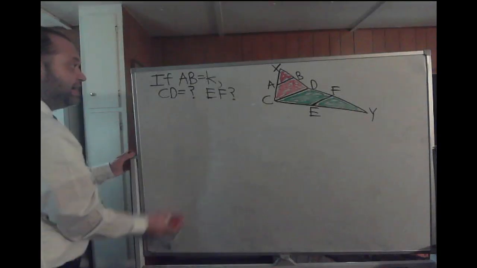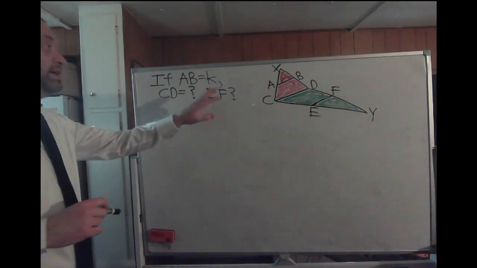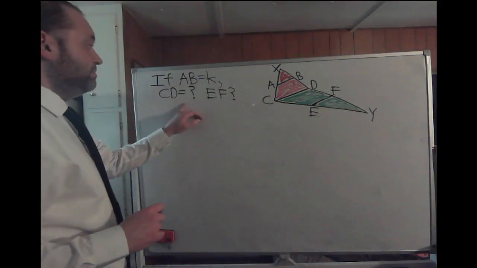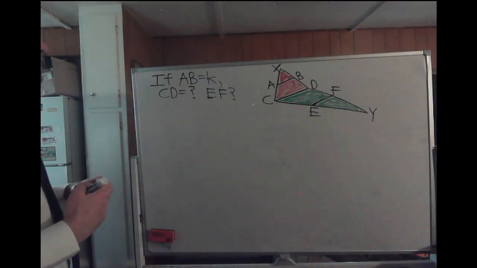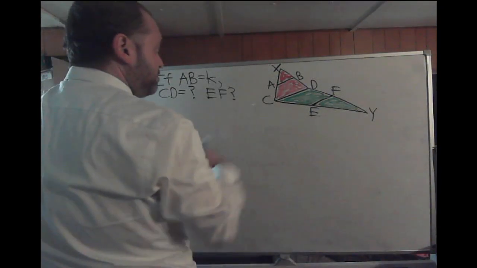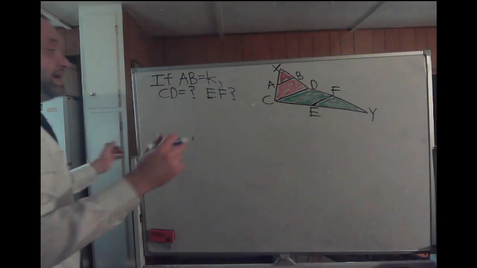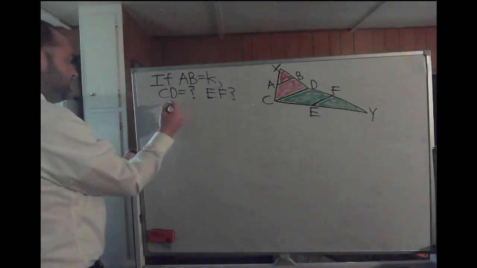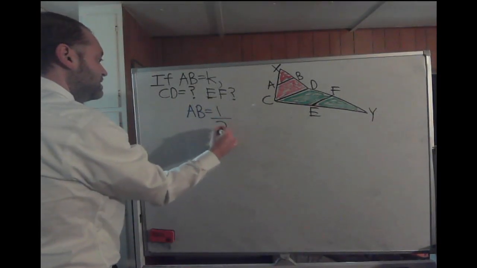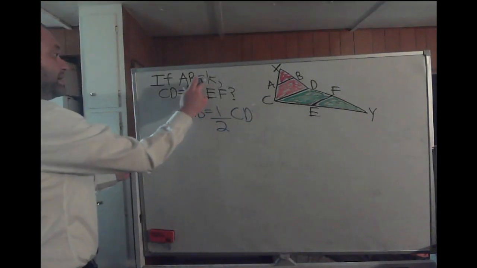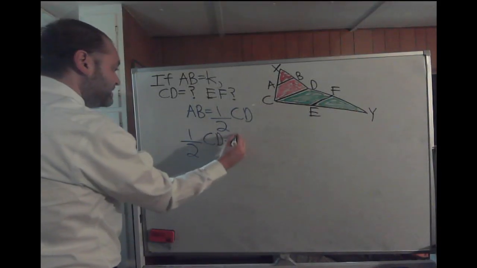So we're given that AB has a length of K. Well, what does CD equal? We also got to figure out EF. Well, again, AB contains the midpoints of XC and XD, right? That means that AB is equal to half of CD. So, in other words, AB equals half of CD. This time, AB has the value, so that means half of CD equals K.